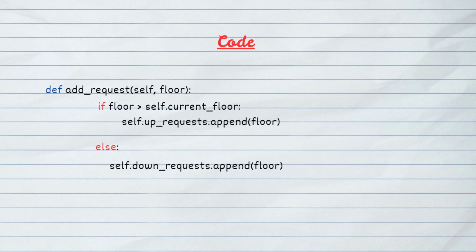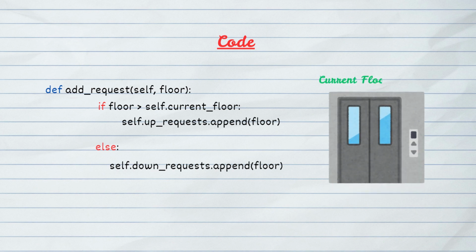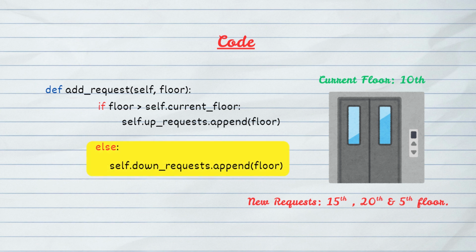Now, when someone presses the elevator button, the system checks like this. Is the requested floor above the current floor? If it is above, add it to up request. If it is below, add it to down request. For example, elevator is currently at 10th floor and suddenly requests arrive from 15, 20, and 5. Since 15 is above 10, it goes to up request. Similarly, 20 is above 10, it also goes to up request. But 5 is below 10, so it moves to down request.